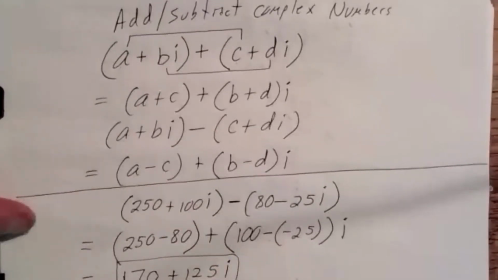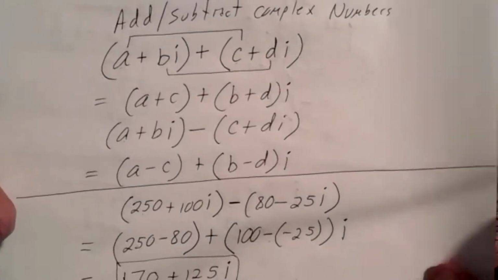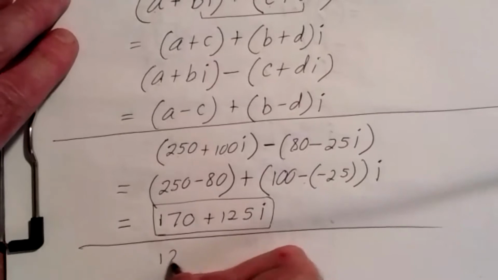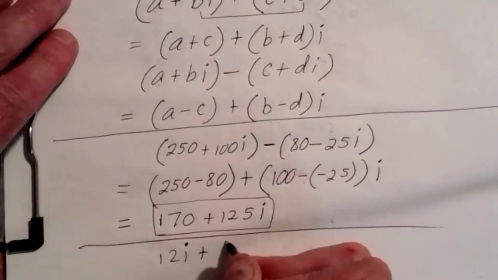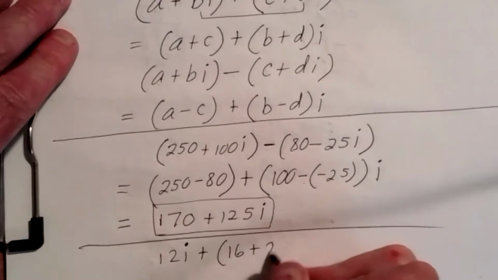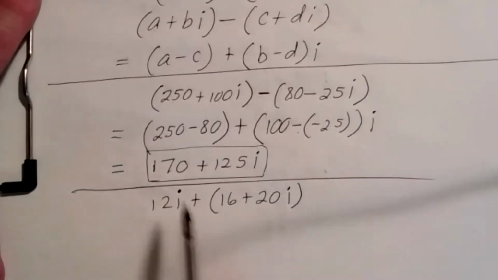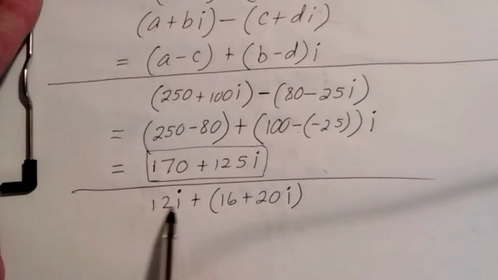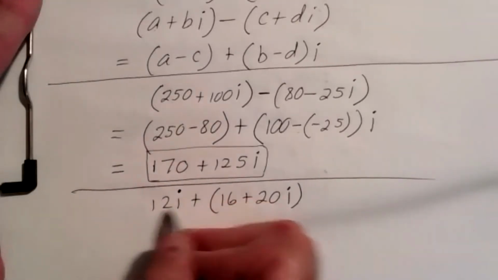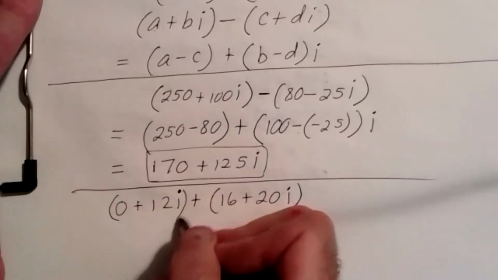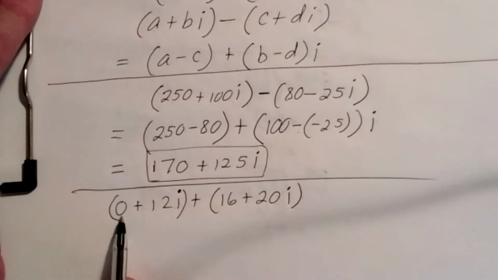All right, so that's how we add or subtract complex numbers. Like if I have 12i plus 16 plus 20i, and I want to add these complex numbers together. Ladies and gentlemen, what's the real part of 12i? We don't see any real part. So 12i is really understood to be 0 plus 12i. The real part of 12i is 0.